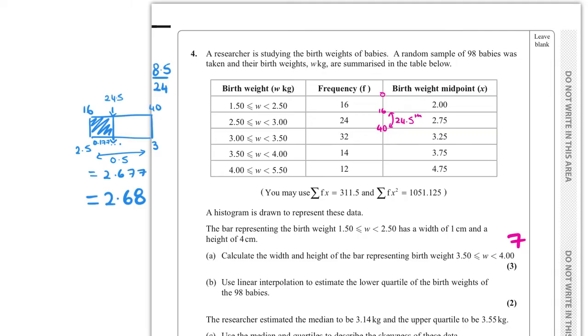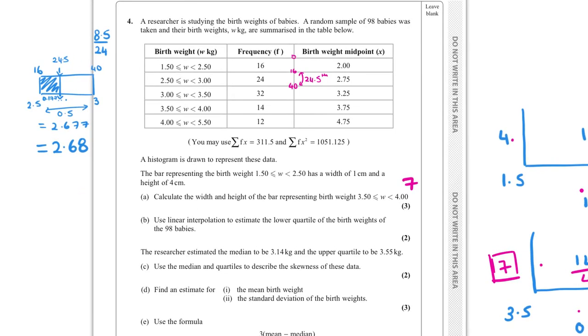Okay, so this isn't using a formula or anything. This is looking at the bar, again, common sense. I think there is a formula, but I don't know what it is. Okay, part C. The researcher estimated the median and the upper quartile. Use the median and upper quartiles to describe the skewness.